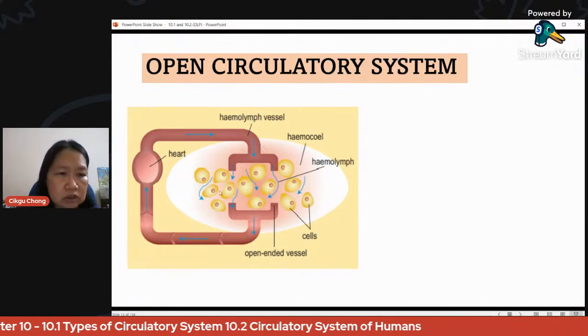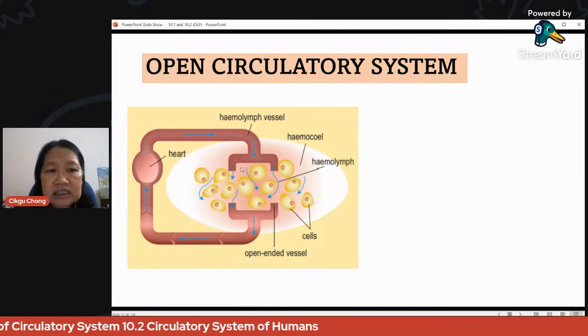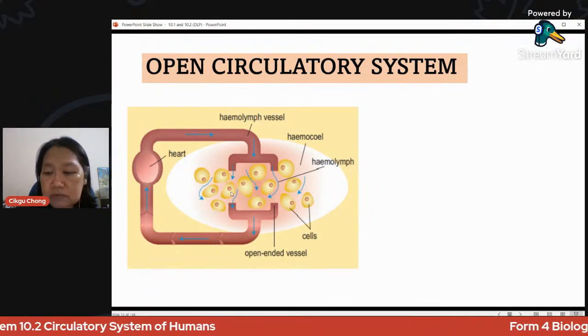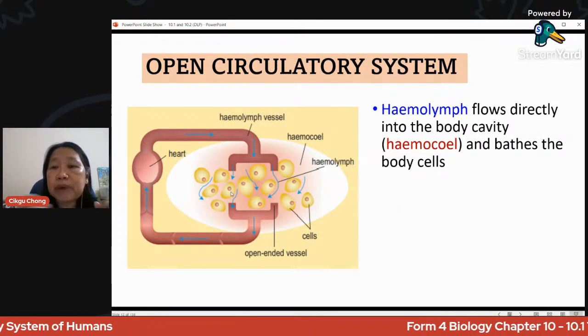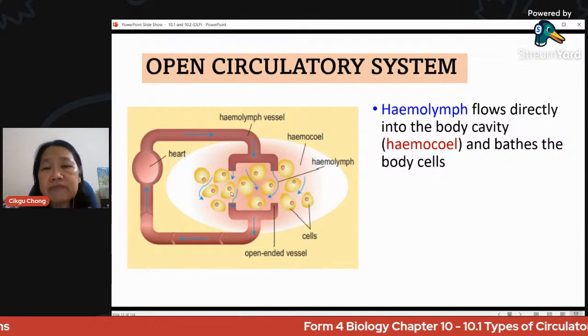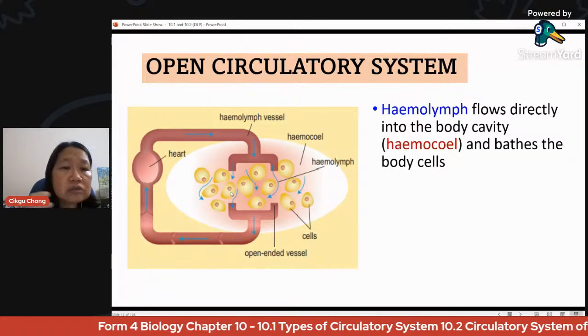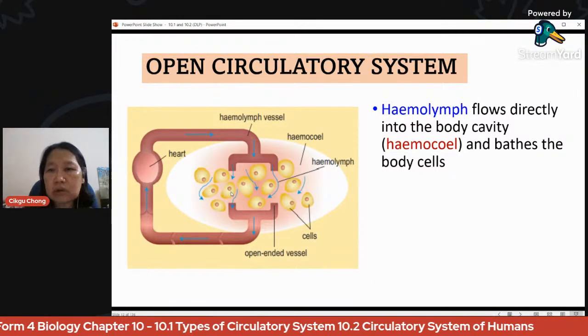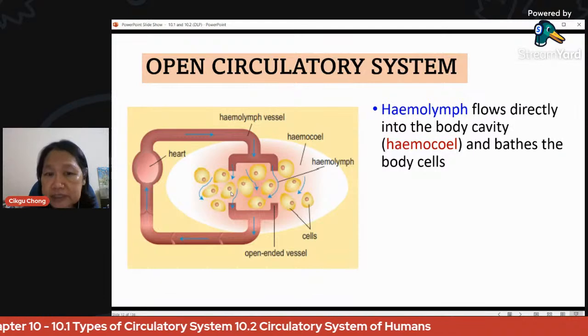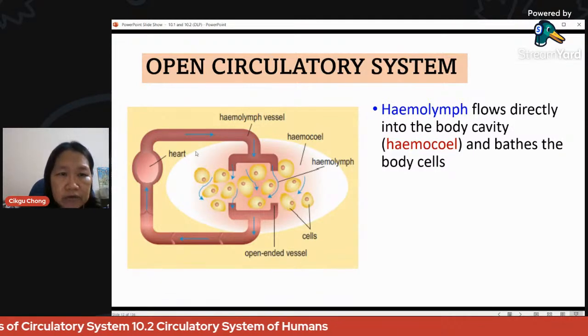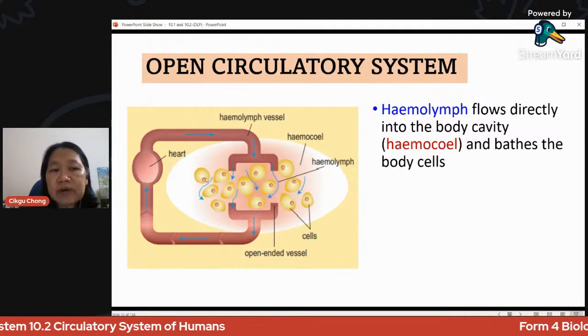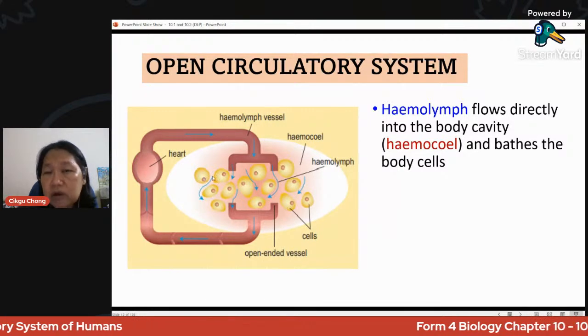look at the yellow dots here, all these are body cells. This fluid actually flows out. It flows out and it bathes the cell. So this hemolymph is the fluid. It goes into the body cavity. Body cavity is the space which we call hemocoel. Okay, so this white area here is the hemocoel filled with body cells that require oxygen.